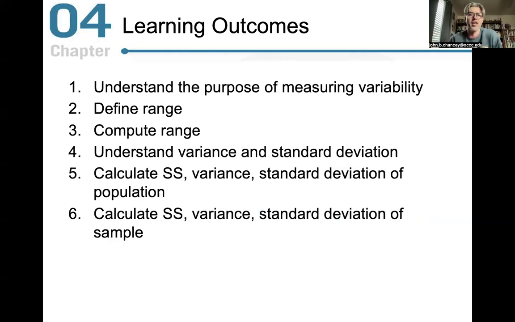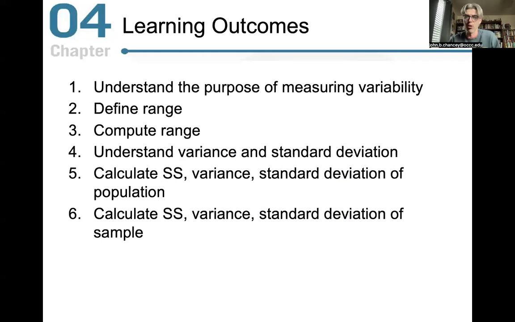So these are the learning outcomes. By the end of this chapter, you should be able to understand the purpose of measuring variability and also various strategies of measuring variability, including range. So you need to know what range is and how to compute it. You need to understand variance and standard deviation related to that, calculating the sum of squares, referred to as SS. Variance, standard deviation of population, same thing then when we're referring to samples.